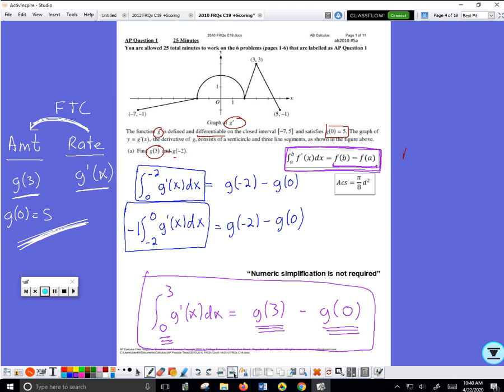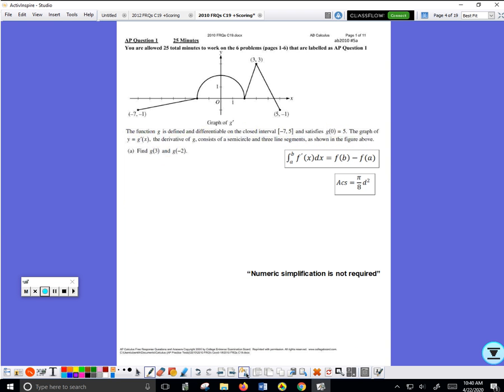And the new equation I get is going to look like this. g of 0 was 5, so I'm going to end up with g of 3 is going to equal 5 plus the integral from 0 to 3 of g prime. So I don't even think about area or anything like that until I'm at this point, and now I need a way to compute this integral. That's when I'm going to start paying attention to areas.